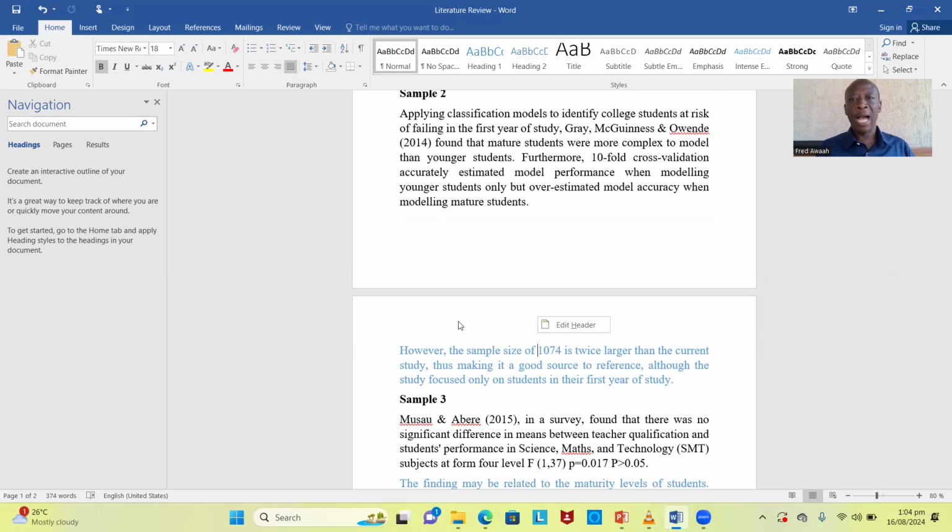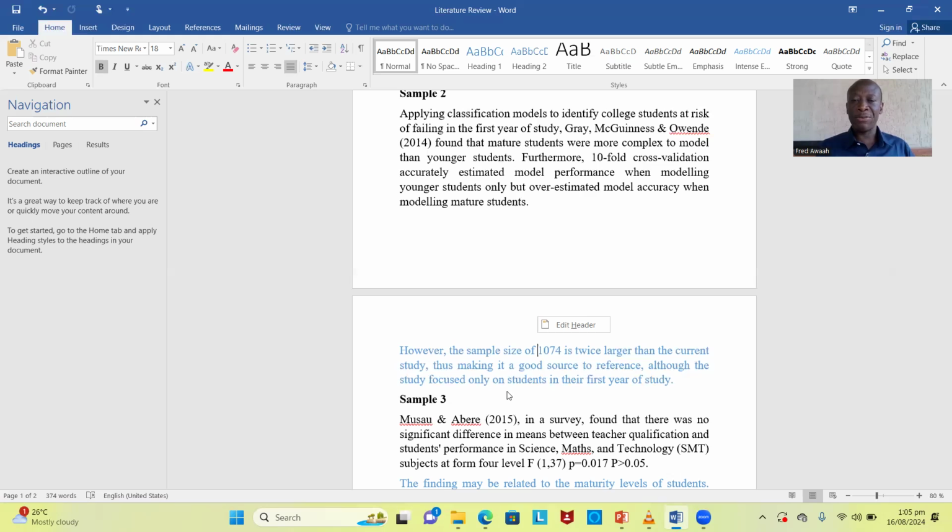So he says, however, the sample size of 1,074 is twice larger than the current study. So this study by Gray et al. 2014 had a sample of 1,074, but the current study had something way lesser. So they used that to run a commentary or a review around the literature.